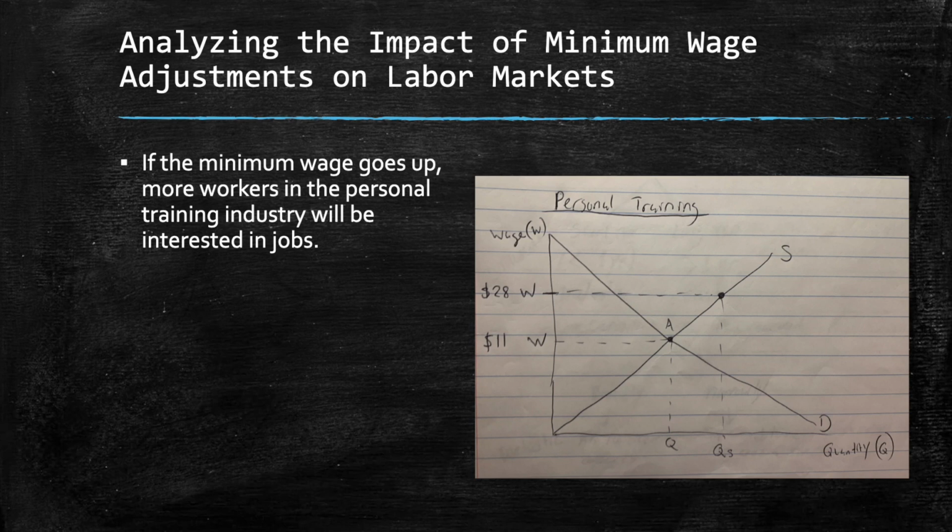So lastly, we are going to review the impact of minimum wage on labor markets. So take this for example. If the minimum wage goes up, more workers in the personal training industry will be interested in jobs. And let's look at the graph. So for example, right, the minimum wage is set at $11, and this is our market equilibrium. If something happens in the market which makes the wages get bumped up to $28 per hour, more people are going to be interested in that opportunity, and that will lead to more laborers, so more workers flowing into that market. And that kind of explains what this graph is about.